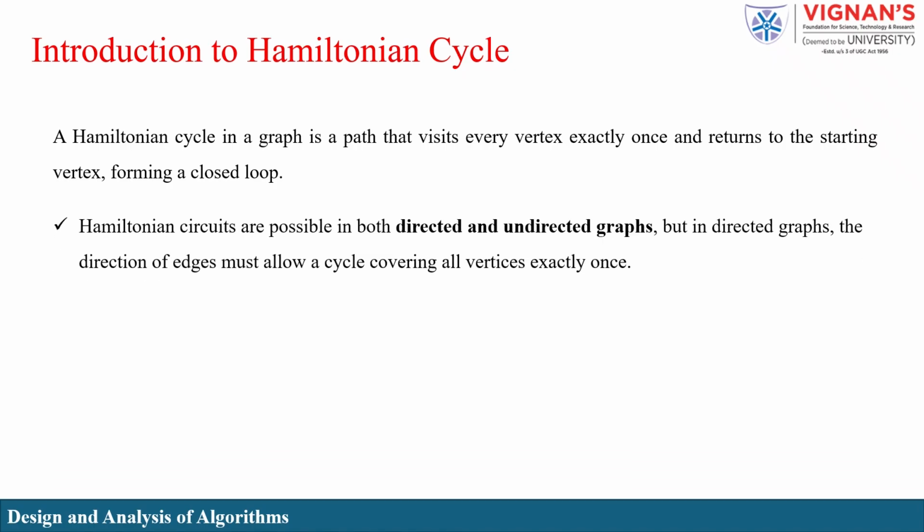Hamiltonian cycles can exist in both undirected and directed graphs. In an undirected graph, edges can be traversed in any direction, making it easier to form a cycle. However, in a directed graph, the direction of each edge must strictly allow movement from one vertex to the next, while still covering all vertices exactly once.